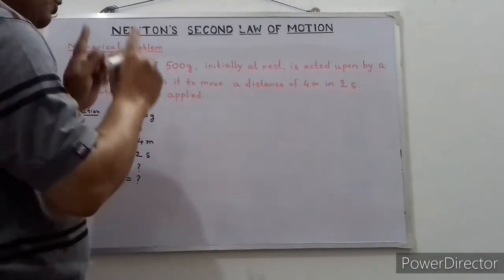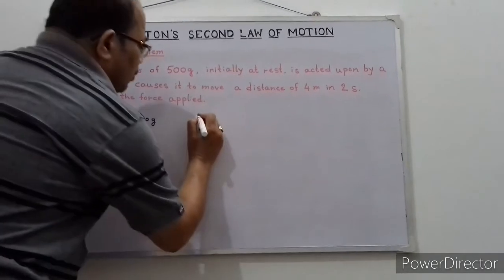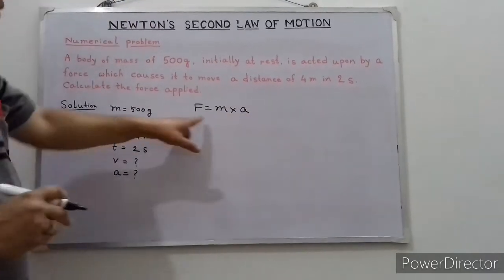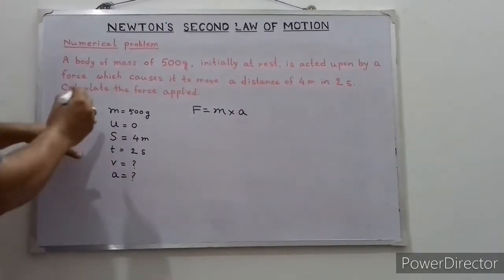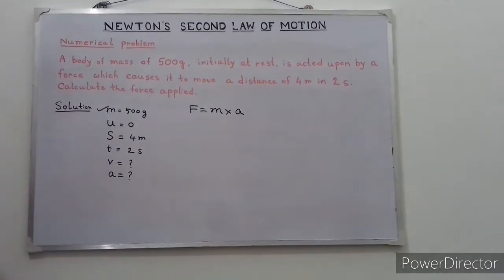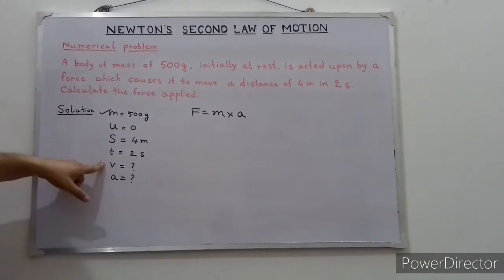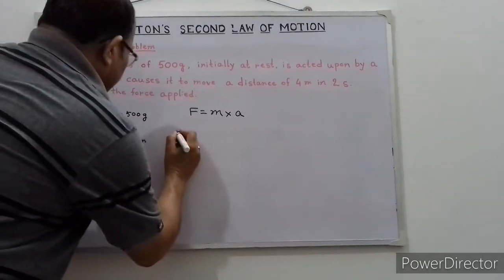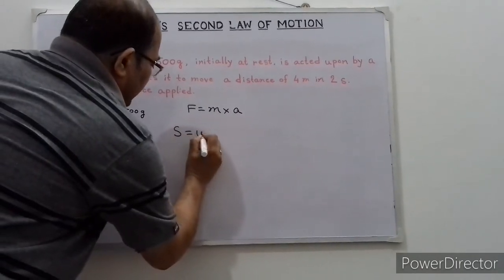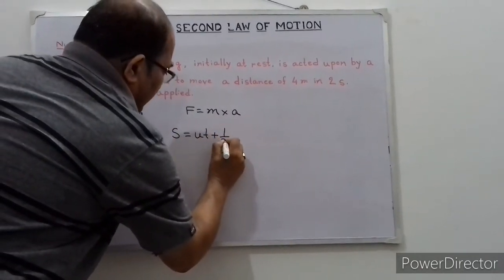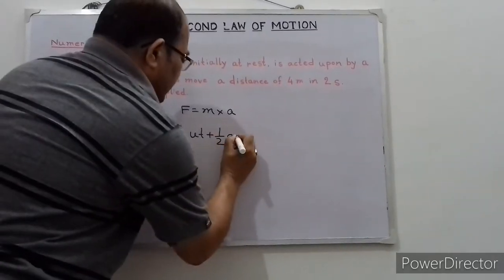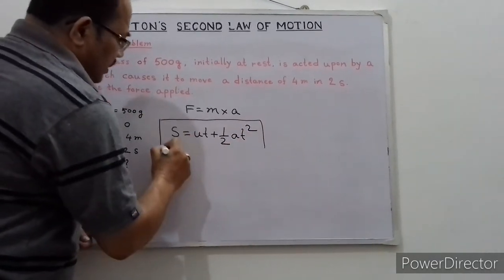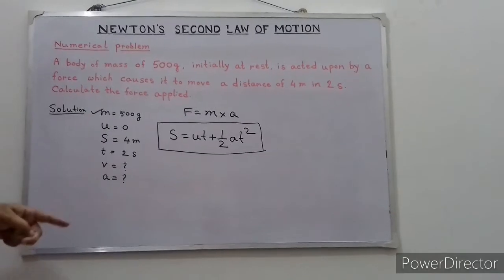Now you have to find out the force applied on it. So you know the formula F equals ma. Right. So to calculate the force you need the mass and acceleration. Mass is given but acceleration is not given. So you have to find out the acceleration. Okay, how? Now by this data you can find out the acceleration easily. s equals ut plus half at square. Okay, this equation you have already learned.